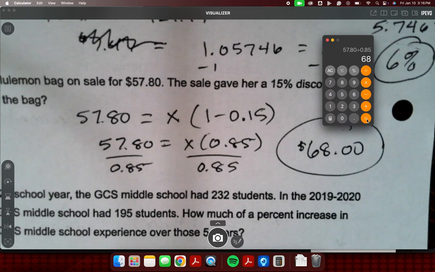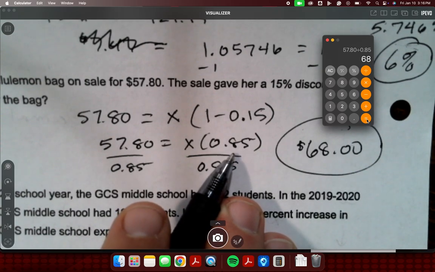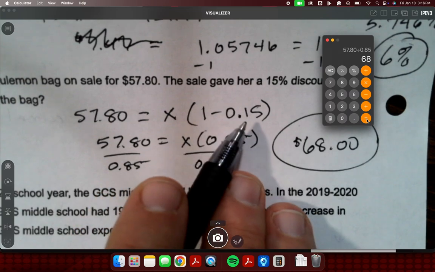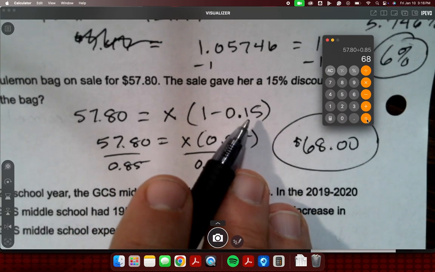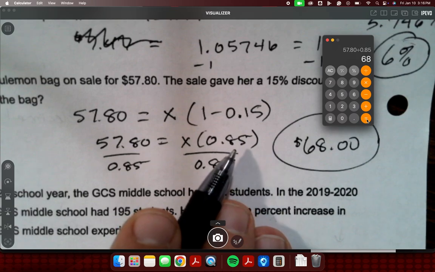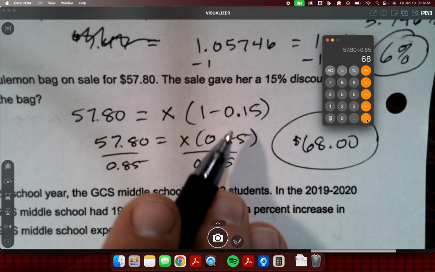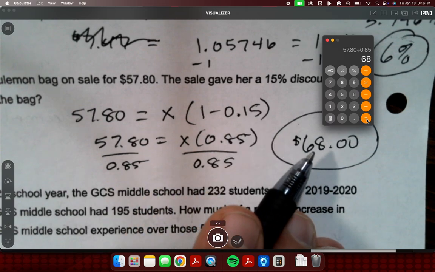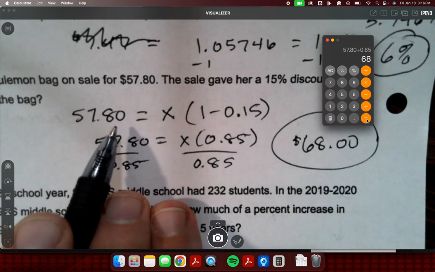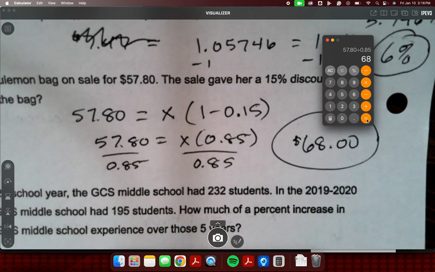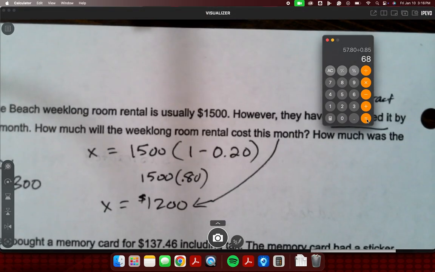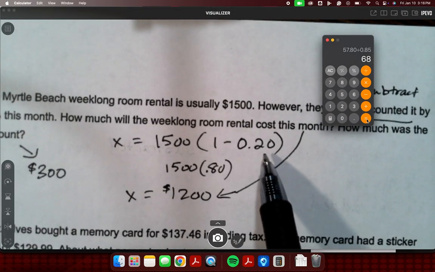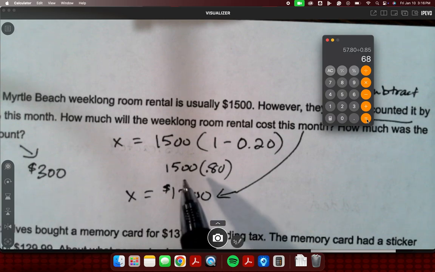Now, one small note I want to make. It's okay if you don't remember this or don't understand it, but I want to go ahead and say it. What's helpful about this number we get, the 0.85: they took 15% off. So when that happens, that means what we're paying is 85% of the original cost. So since they took off 15% from $68, what Anna paid is 85% of the original cost. That's what that number represents. Same up here with the Myrtle Beach thing. They took 20% off, so what that means is they paid 80% of the original cost.